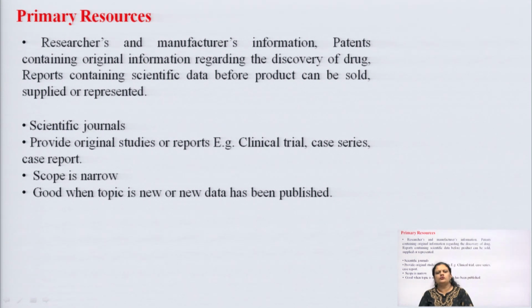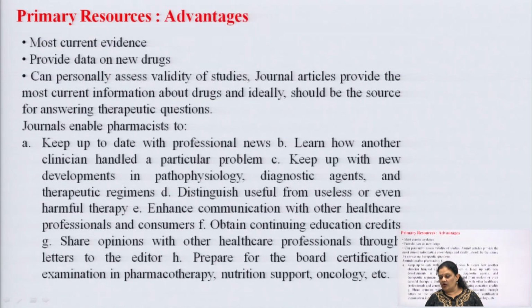If we need to search for any specific or rare or orphan disease, the drug information is not detailed when we are searching primary resources. Primary resource searching is good when the topic is new and new data has been published. That is why I am telling you to search the latest journals, like 2021, 2019, 2018. What are the new drug discoveries and research going on for that particular API or NCE molecule.